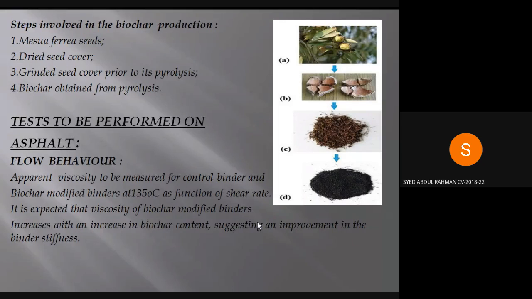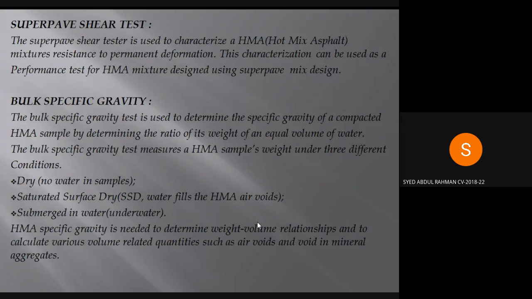The superficial shear stress is used to characterize an HMA, which is a hot mix asphalt mixture's resistance to permanent deformation. The characterization can be used as a performance test for HMA mixtures designed using Superpave mix design. And bulk specific gravity: the bulk specific gravity test is used to determine the specific gravity of a compacted HMA sample by determining the ratio of its weight to the weight of an equal volume of water.